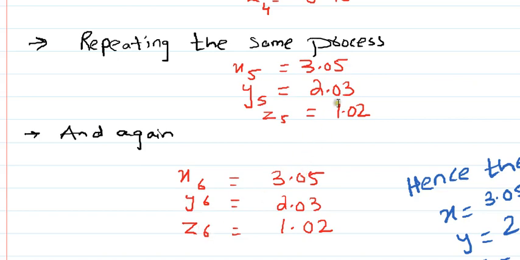You can see there is no difference between the previous values of x, y and z and the new values of x, y, z. Hence we can conclude that these are our final roots.